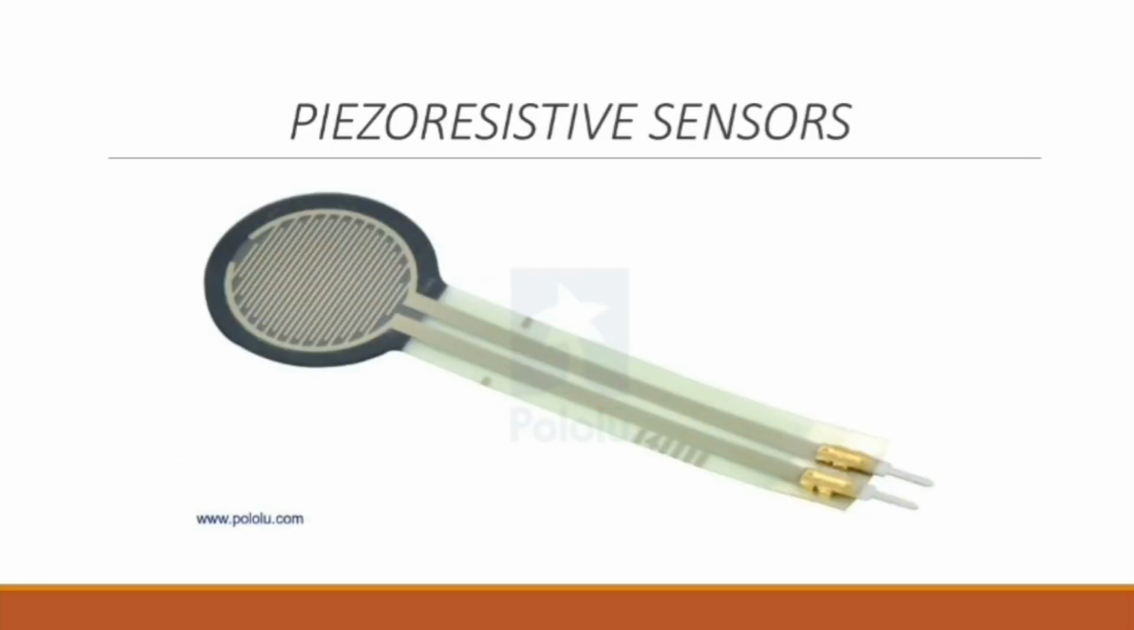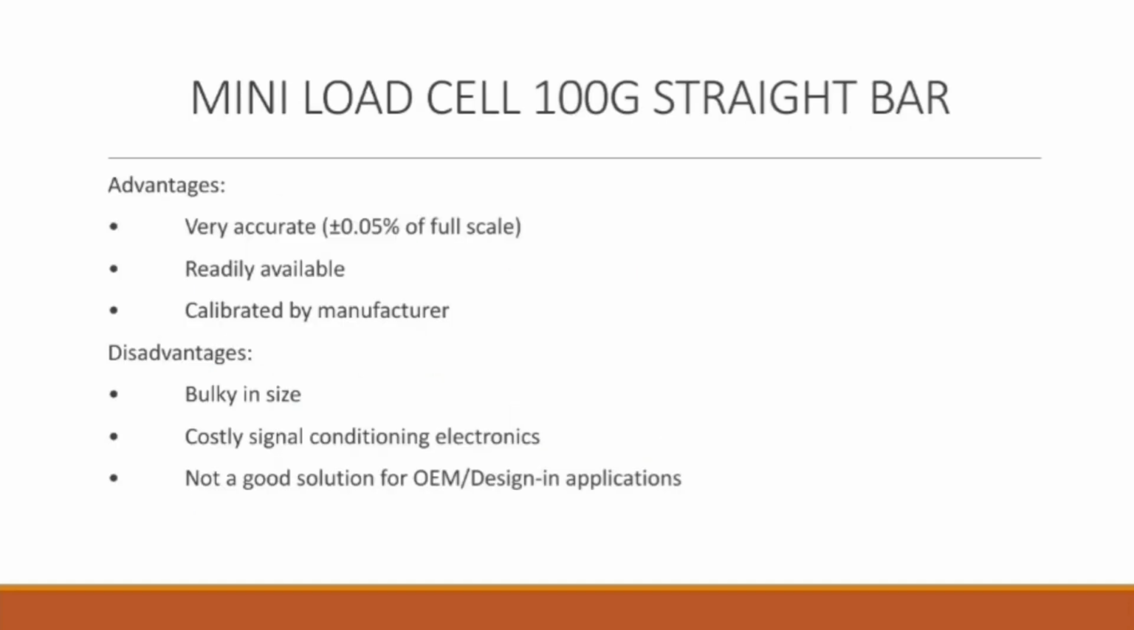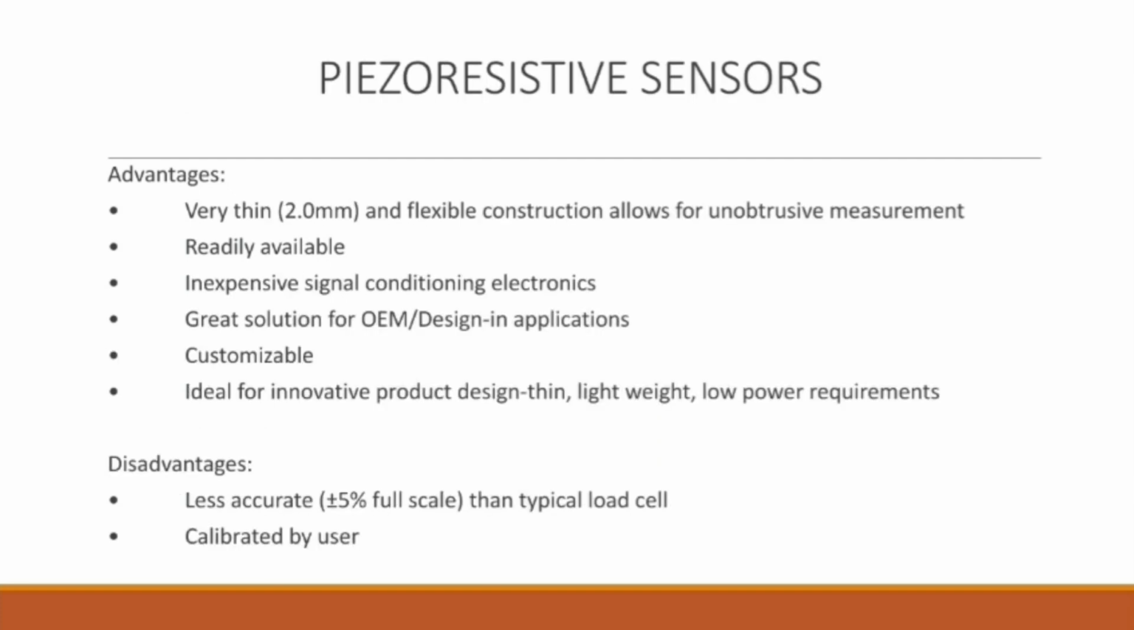An alternative to the load cell would be a piezoresistive sensor, which is shown in the figure below. To compare both, we found several disadvantages and advantages. For instance, the load cell is very accurate and calibrated by the manufacturer, but big in size, whereas the piezoresistive sensor is thin, flexible, customizable, but less accurate.